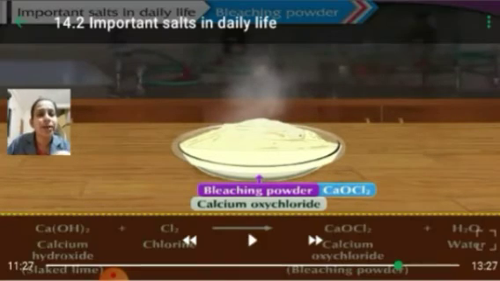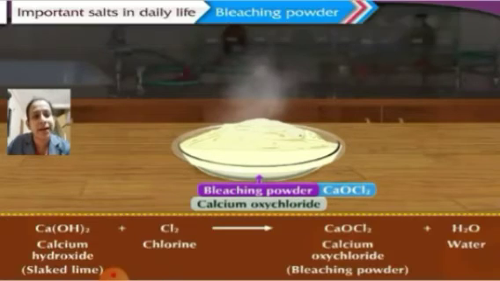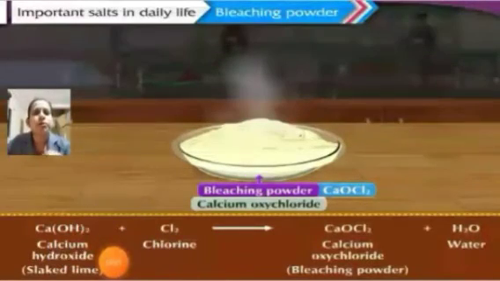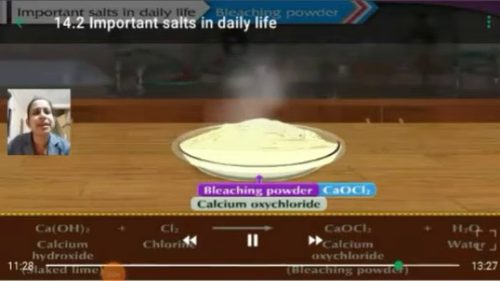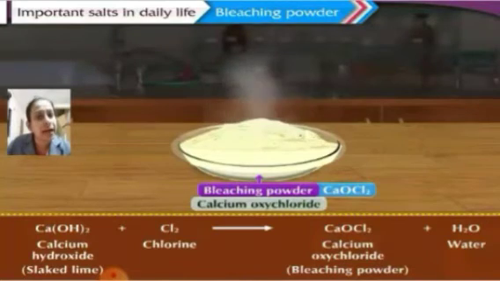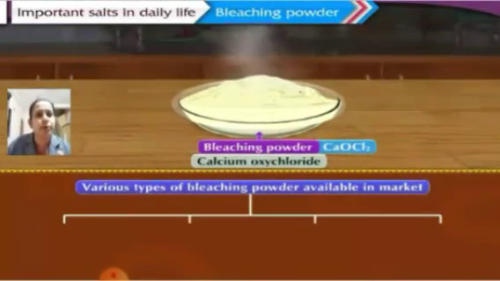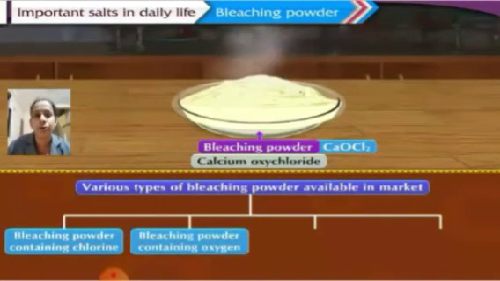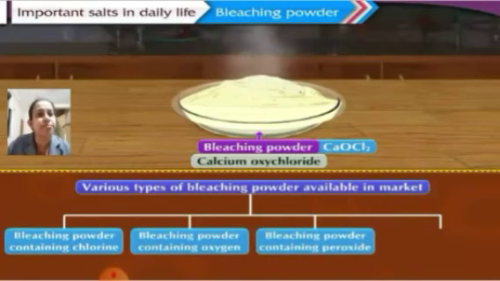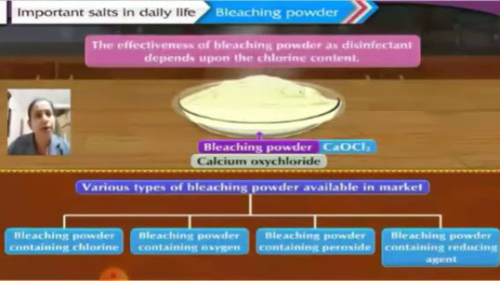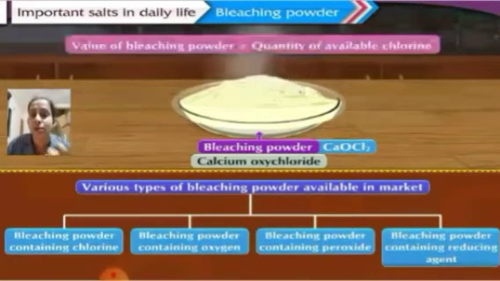Now, how is calcium oxychloride available in the market? Let us study how bleaching powder is available in the market. Various types of bleaching powder are found depending upon the chlorine content: bleaching powder containing chlorine, oxygen, peroxide, and reducing agent. The effectiveness of bleaching powder as a disinfectant depends upon how much chlorine content it has.